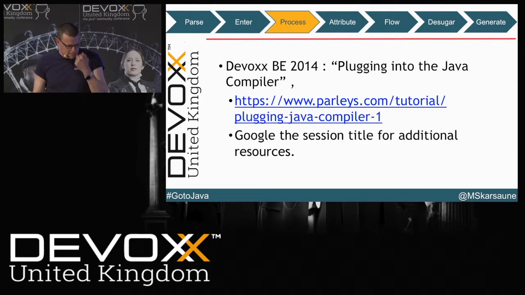At Devoxx last year in Belgium, there was a presentation by Google. It's on Parlays, and if you Google the session title, you can find some resources. My presentation is already on SlideShare, so you can get any references from there, because Google uses this for a lot of stuff, like dependency injection and so on. And if you want to do something with the compiler, this is probably the easiest way to start.